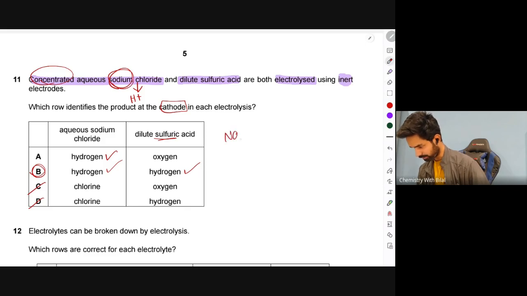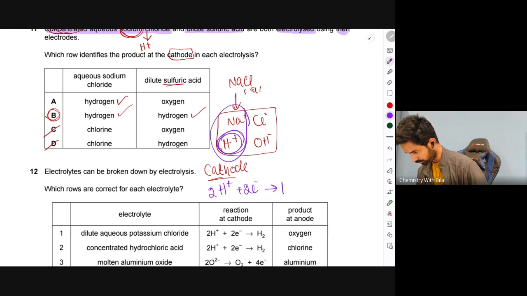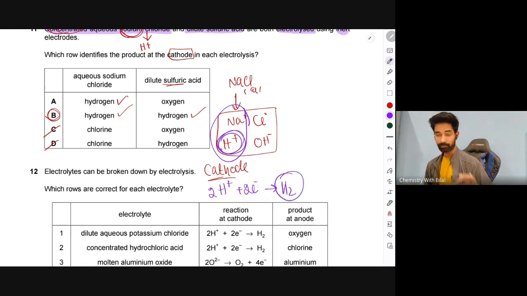Okay, so NaCl aqueous gives you Na plus ions, Cl negative ions, hydrogen ions, and hydroxide ions. Because it is aqueous, it has all four ions. We are only writing the cathode due to time. Cathode attracts cations. You always get hydrogen, and it produces hydrogen gas. Whenever you have any salt, dilute or concentrated, there will be hydrogen ions, and hydrogen ions will reduce to form hydrogen gas at the cathode.